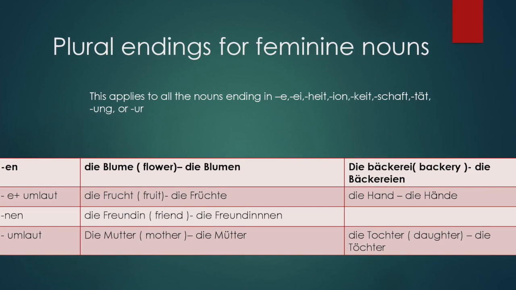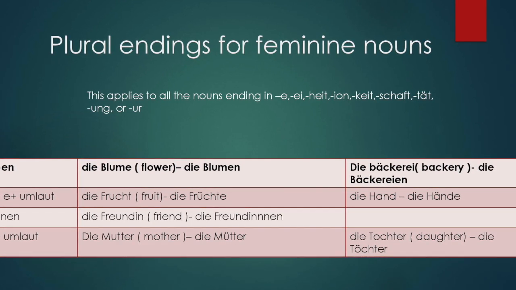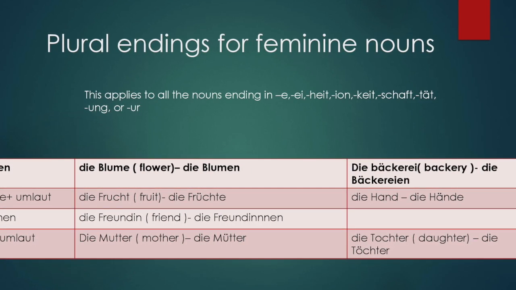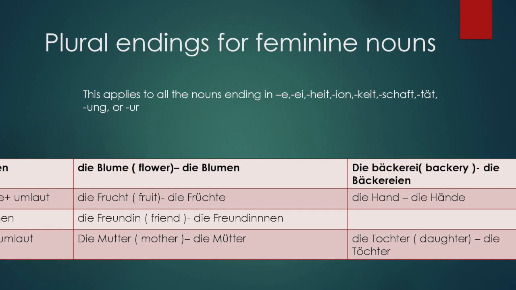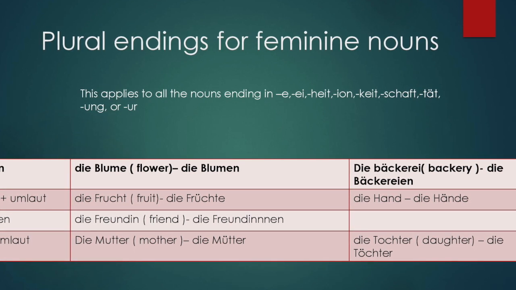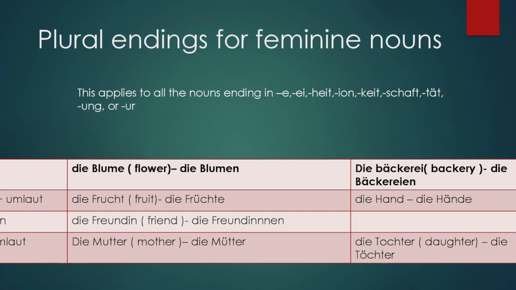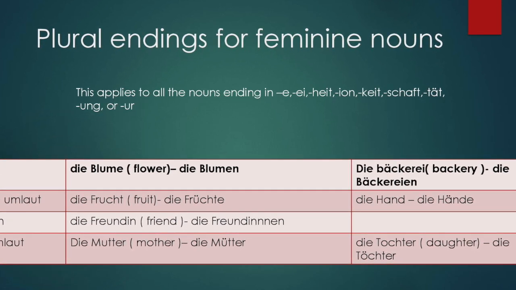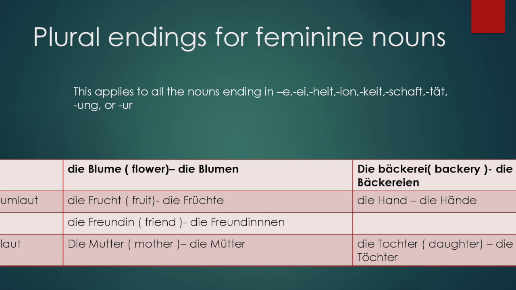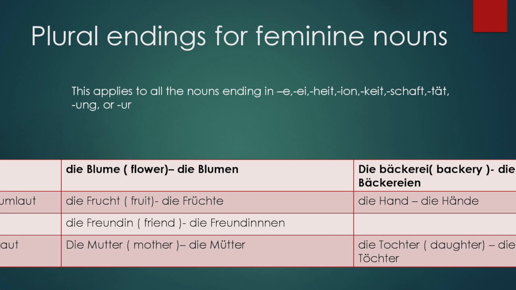So first is en. Example is die Blume, die Blumen, die Bäckerei, die Bäckereien. Then the other is umlaut plus e, die Frucht, die Früchte, die Hand, die Hände. The other is the ending with nen, like die Freundin, die Freundinnen. And the other one is only umlaut, die Mutter, die Mütter, die Tochter, die Töchter.